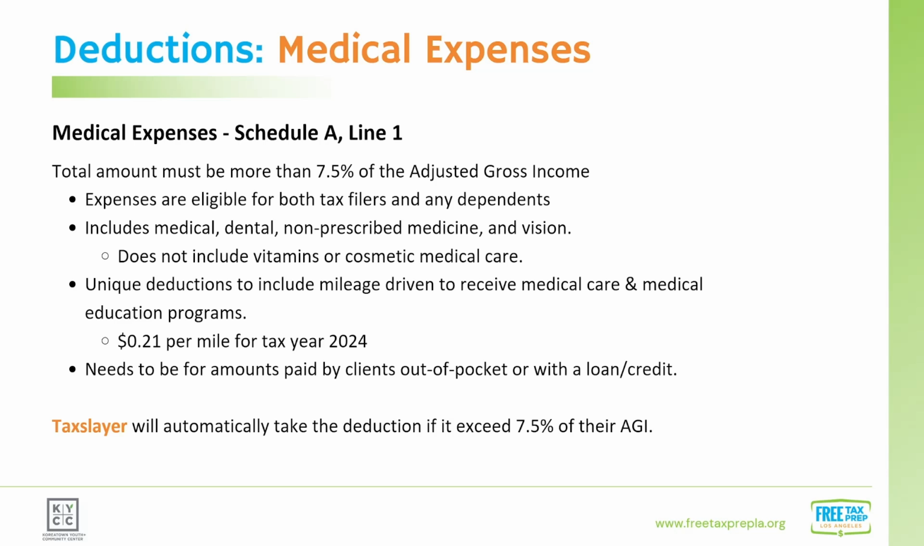To go more in depth into itemizable deductions, let's first start with medical expenses, which can be found on Schedule A, line 1. The total amount of medical expenses must be more than 7.5% of the adjusted gross income. Otherwise, you would not be able to include it as part of an itemizable deduction. The expenses are eligible for both tax filers, so taxpayer and spouse, as well as any dependents they may be claiming. This includes medical, dental, non-prescribed medicine, as well as vision expenses. However, this does not include vitamins or cosmetic medical care.